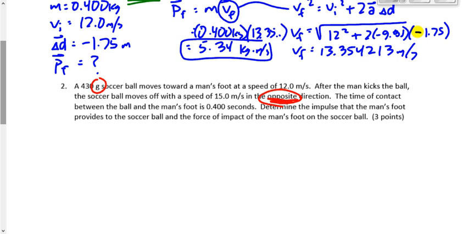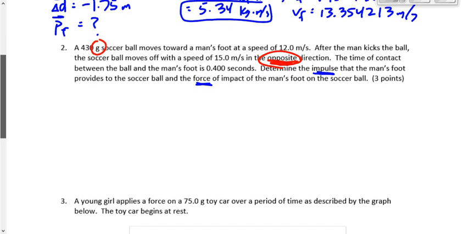Where it's coming towards me, going away from me, one of them, doesn't matter which one, has got to be positive, and one of them is going to be negative. Time of contact is 0.4 seconds. We want to find the impulse that the man's foot provides to the soccer ball and the force of impact of the man's foot on the soccer ball.